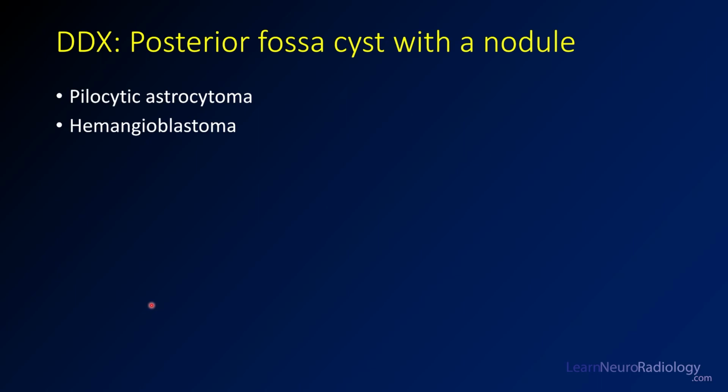So when you're thinking about these, you want to think about what is your differential diagnosis in an adult for a posterior fossa mass that has a cyst with a nodule. There's really 2 main considerations here. One is pilocytic astrocytoma. This is a very common tumor in young adults and teenagers. Hemangioblastoma is your other consideration. So these are your 2 main things you want to think about.